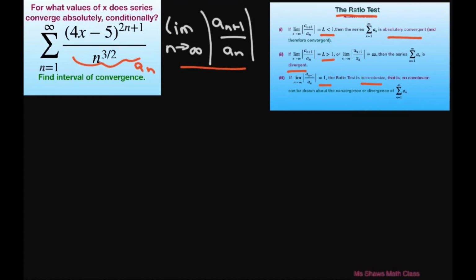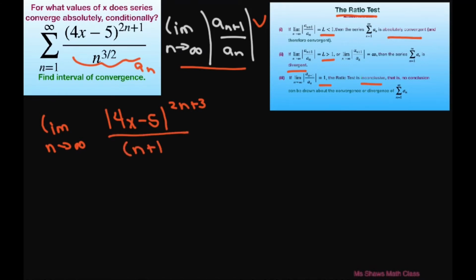So filling out our limit, we're going to use the limit as n approaches infinity. And for substitution, we're going to get 4x minus 5, and we're doing this n plus 1. So it's going to be 2n plus 3 divided by n plus 1 to the power 3/2. And then we're dividing by a sub n, which is the same as multiplying by the reciprocal. So that's going to be times n to the power 3/2 divided by the absolute value of 4x minus 5.